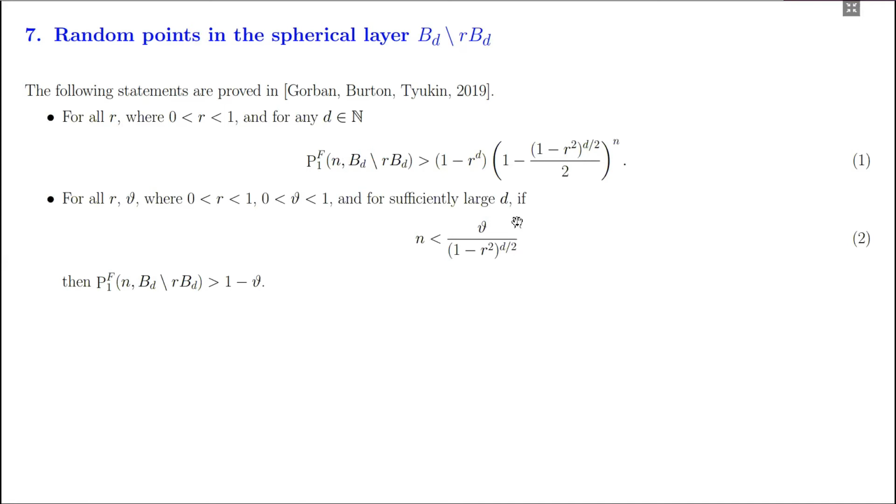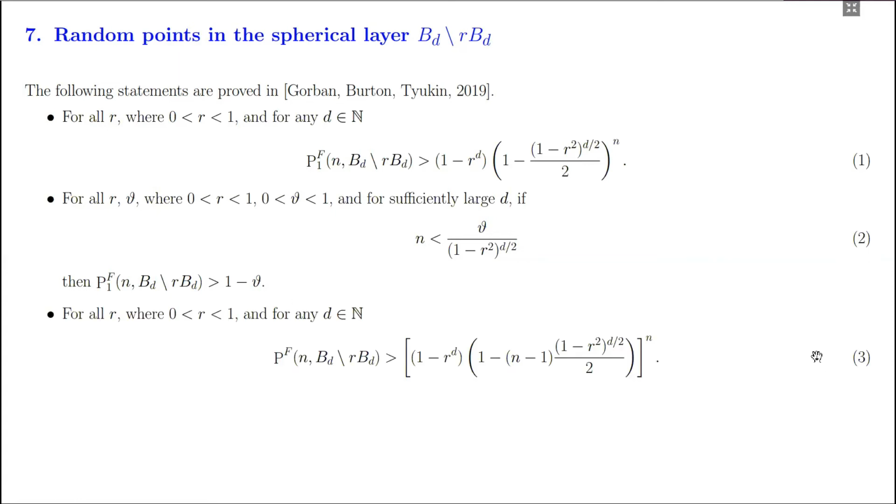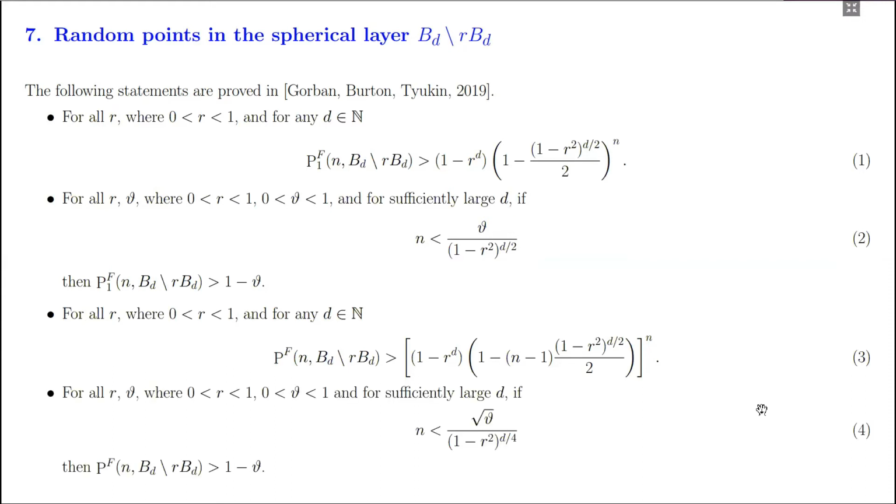As a consequence, the following upper bound for the number of points was obtained. If the number of points is less than this quantity, then the probability that one specified point is Fisher-separable from all other random points in this spherical layer is close to 1, greater than 1 minus theta. The following lower bound for the probability that n random points in the spherical layer are Fisher-separable was obtained, and as a consequence, the following upper bound for the number of points was obtained.